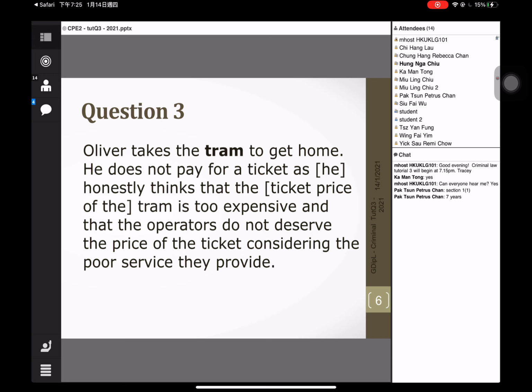So he doesn't pay for the ticket. But maybe we need to look at that concept of dishonesty and see whether there could be a counter argument on the part of the defendant to say that he thought he was acting honestly.